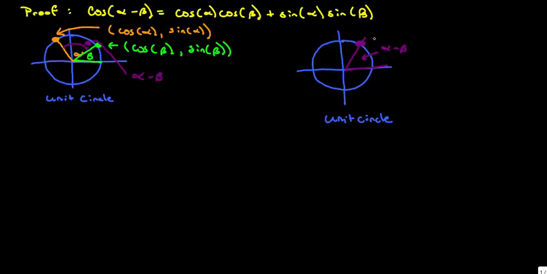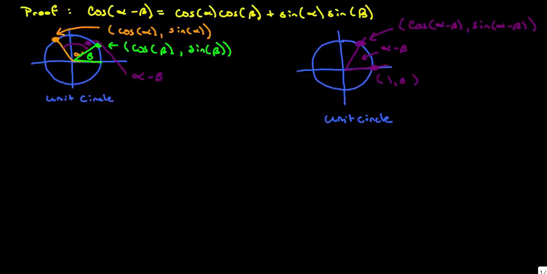So this point right here, its x value is the cosine of the angle. Well, the angle is alpha minus beta. And its y value is the sine of the angle. So there it is. This point right here, since it falls on the positive x-axis, is 1, 0. So we're going to use that point as well.